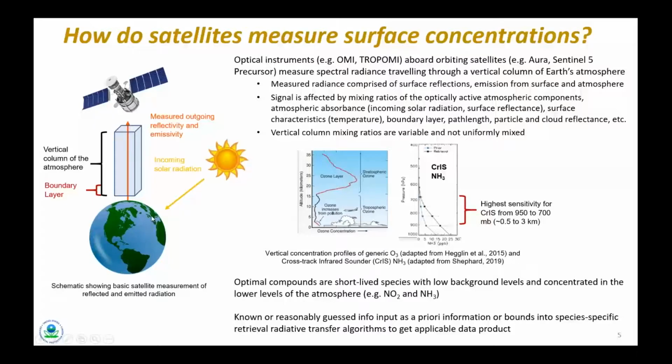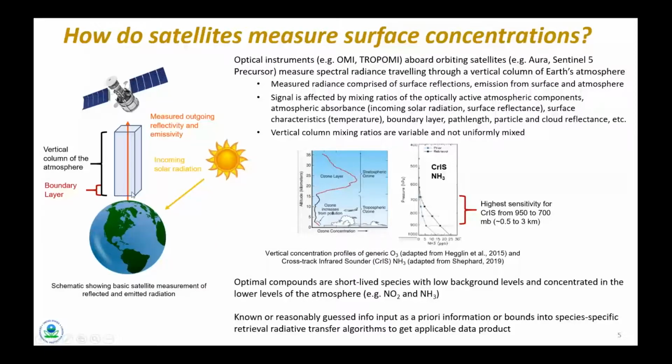The sun's radiation comes in, it is reflected, and the satellite measures this incident radiation, spectral radiance, which is a product of all the stuff going on in this vertical column. The optically active atmospheric trace gases that we're trying to measure are in the column, and we're looking down it, really interested in this boundary layer.